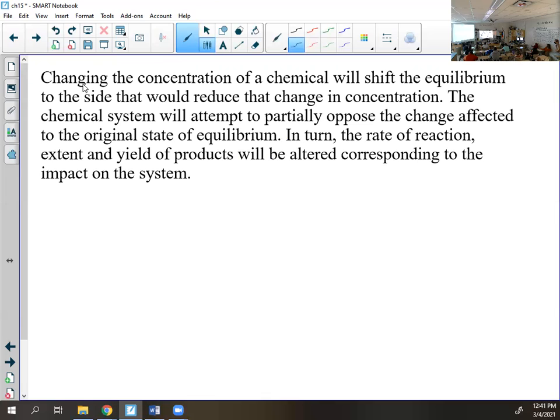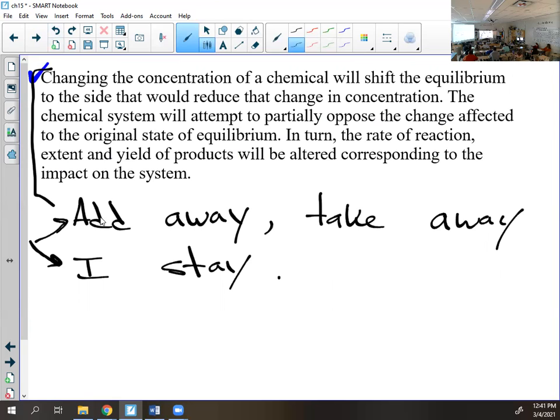All right, changing the concentration of a chemical. This is Le Chatelier's principle again. We'll shift the equilibrium to the side that would reduce the change in concentration. The chemical system will attempt to partially oppose the change effected to the original state of the equilibrium. In turn, the rate of reaction, extent, and yield of products will be altered corresponding to the impact of the system. That is word for word Le Chatelier's principle. It's super complicated, but like I said before, if you add, it wants to oppose that. So it moves to the other side you added from. If you take away, it wants to oppose that movement. So it fills back in.